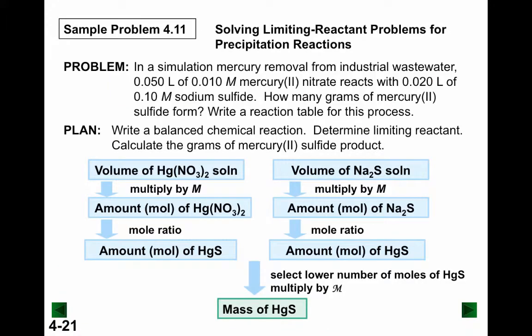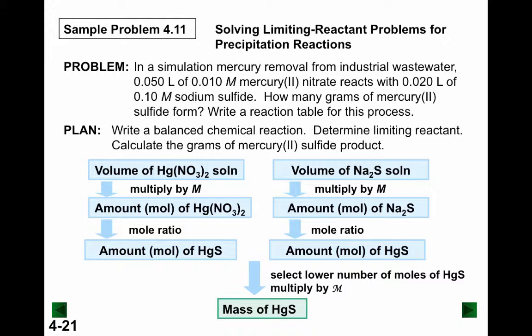Here is another sample problem that will give you practice with the different relationships we have been discussing so far in this chapter. In this problem, you are asked to find how many grams of mercury(II) sulfide will form when a solution of mercury(II) nitrate reacts with a solution of sodium sulfide. What is your plan for solving this problem? Think about it for a minute and write down a few pointers, and then we can go over the suggested strategy for solving this problem.